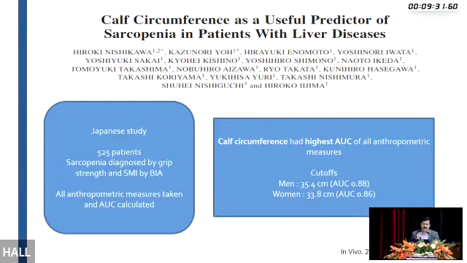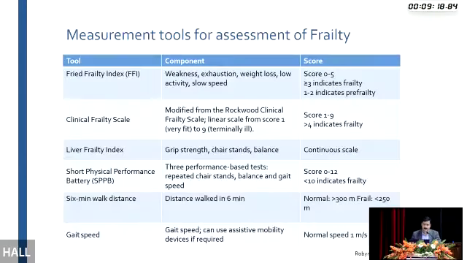And they showed that the calf circumference has the highest area under the curve for diagnosis of sarcopenia, and they derived a cutoff of 35 and 33. Simple, can be used as a bedside test, can be used in ICU patients also, but we need more data on this. So let's move on to frailty.